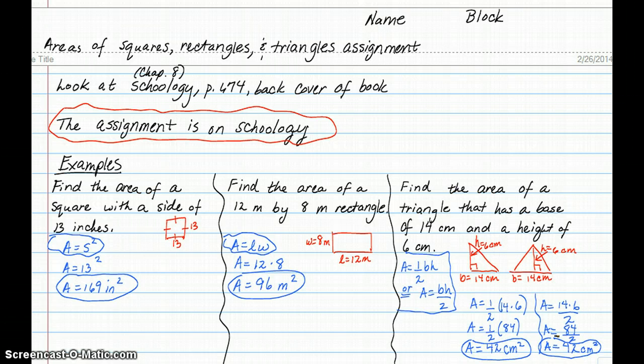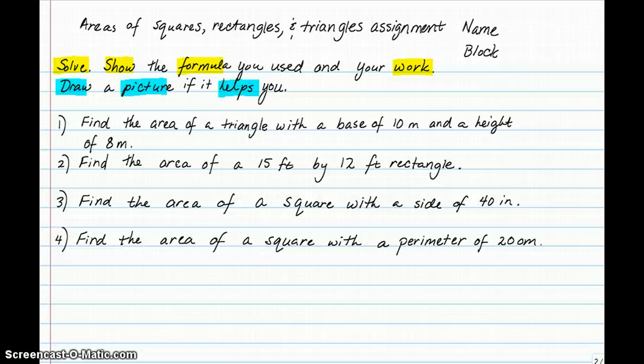Okay, on the next page, we're going to be doing the assignment. So you'll be putting those problems. Hopefully you wrote the examples down if you needed them. If you don't need them, you don't have to write them. And then you're going to be doing the problems on the next page on a piece of binder paper. For the assignment, areas of squares, rectangles, and triangles, you need to put your name and block on a piece of paper. Your directions for all 4 problems are to solve, show the formula you used, and your work, and to draw a picture if it helps you.